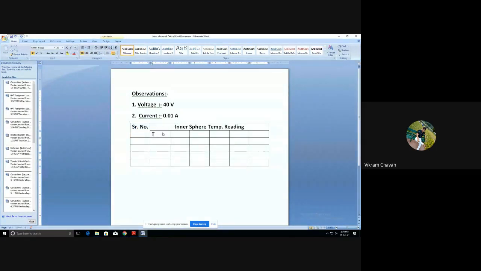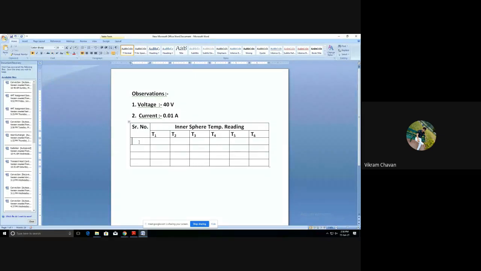Okay, so the inner sphere temperature thermocouples are T1, T2, T3, T4, T5, and T6.